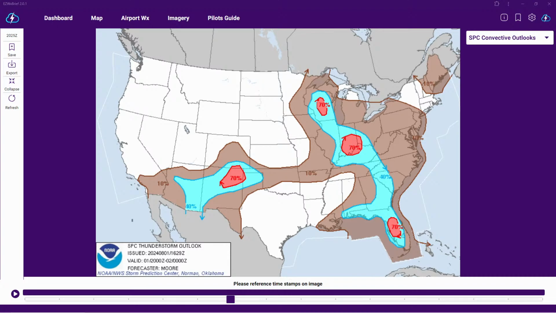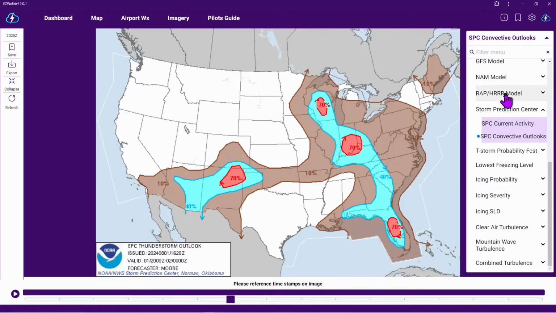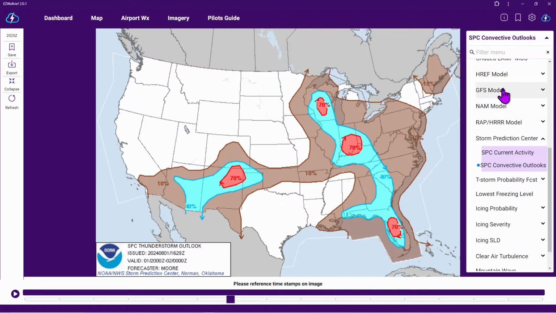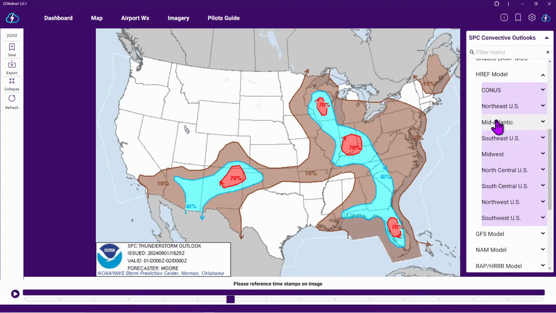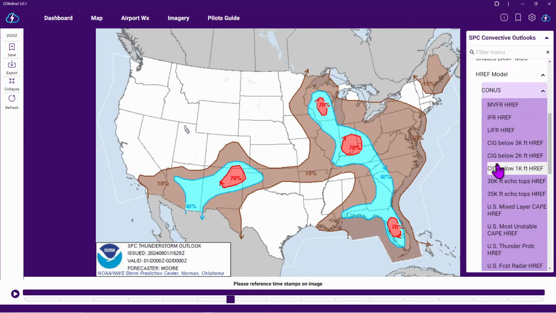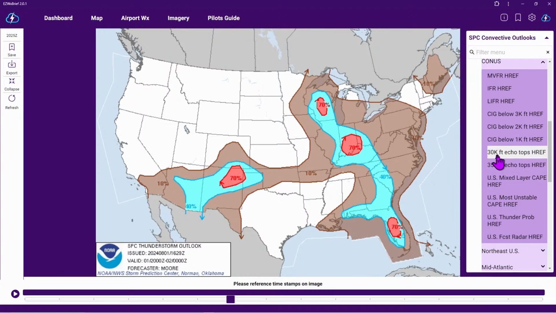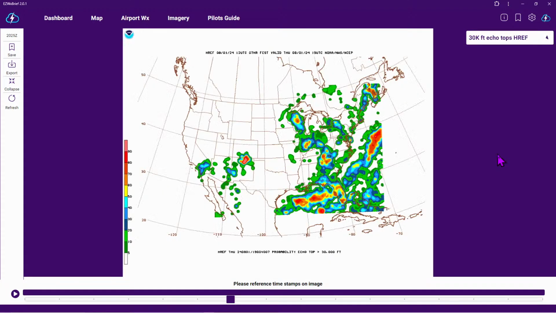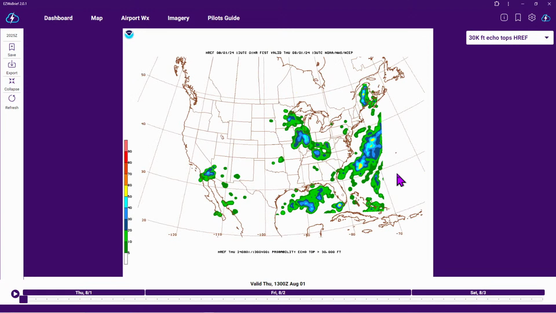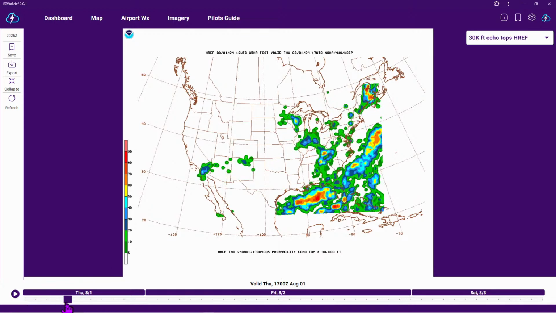So let's take a peek, and I'm not looking at the prog charts because the only prog chart that's valid right now is actually the 0Z prog, and that's not going to help at all. One of the products I like to look at here, at least at a very big picture, is the HREF model, and we'll look at the CONUS level so we can see the entire United States, and we'll look at the 30,000 foot echo tops forecast. Now this is the 12Z issuance, so this was done in the morning, so this would be available to you in the morning or late morning time frame.